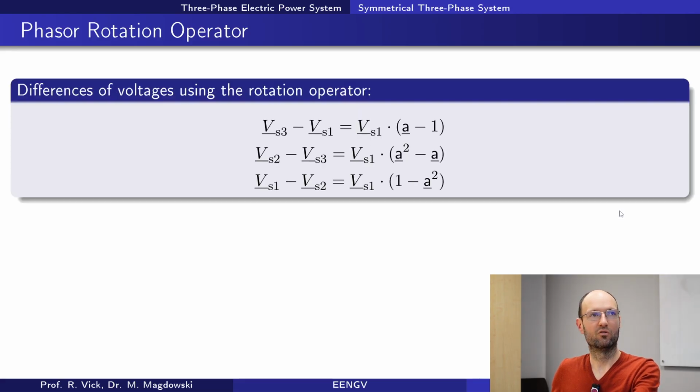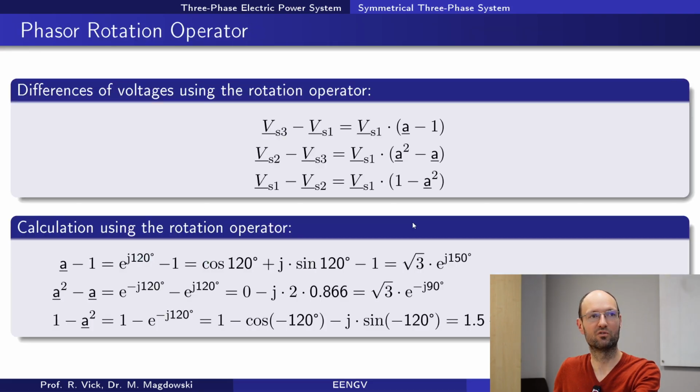Okay, so now using this we can write down differences of the voltages using this rotation operator. So for example, I could calculate from our phase voltages, these are the phase voltages, or the line to ground voltages in the star system, the line to line voltages, because this would just be a mesh equation. So I get something like a minus 1, or a squared minus a, or 1 minus a squared. So the question is how to calculate these voltages then.